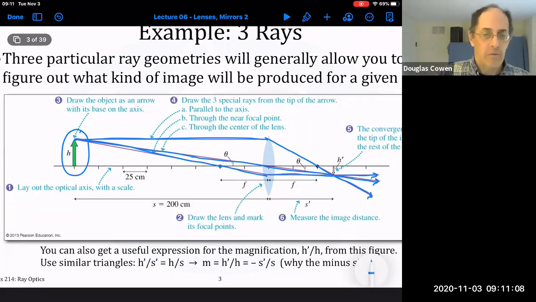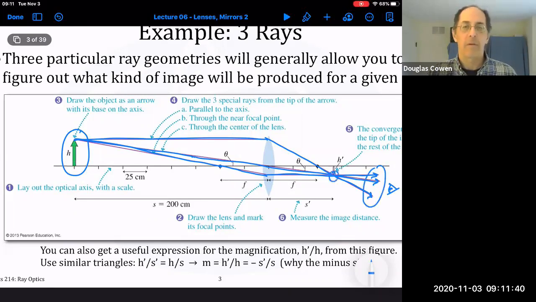Where those three rays, or in fact any two of those three rays, meet defines where the tip of the image arrow will be located. The way to think of that is if you're looking over here, so here is your eye looking towards the lens, what you will see is these rays here emerging from this point, the very tip of that image arrow.